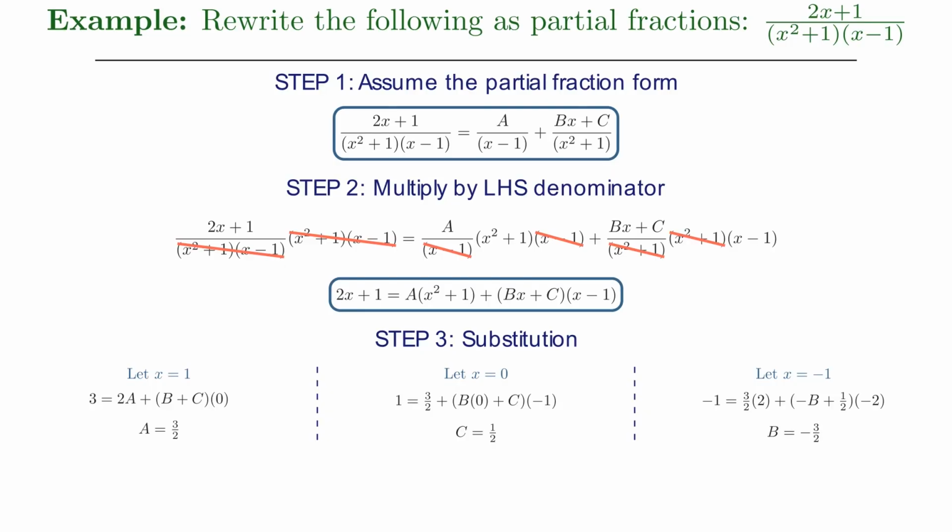Now I've found A, B and C, I can substitute these back into my original partial fractions form. It gives me that (2x + 1) over (x² + 1)(x − 1) is equal to 3 over 2(x − 1) plus (−3x + 1) all over 2 times (x² + 1).